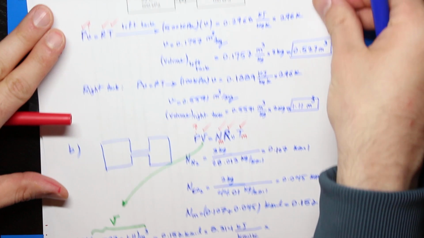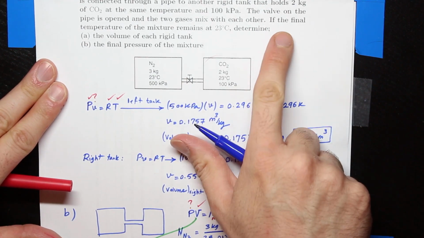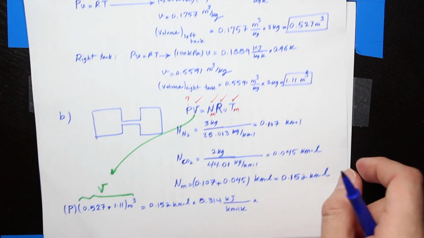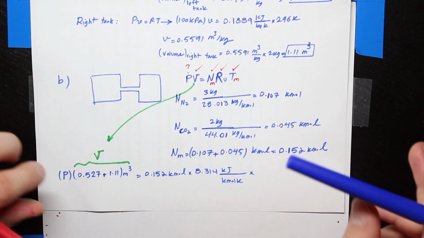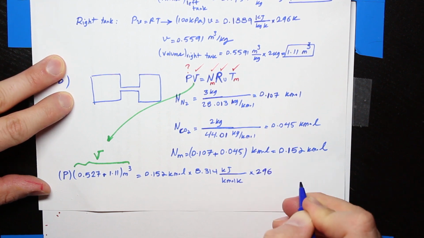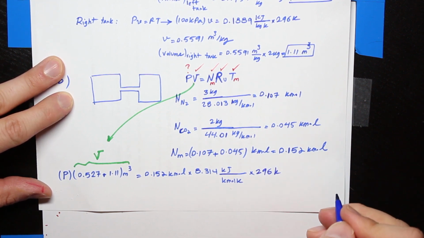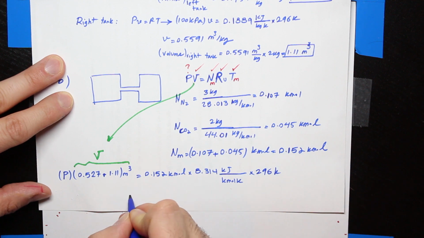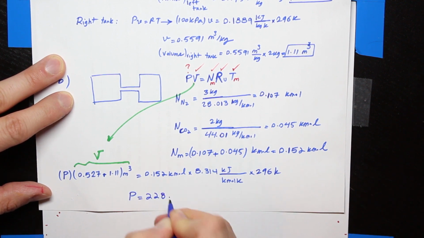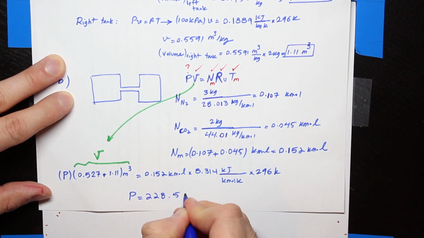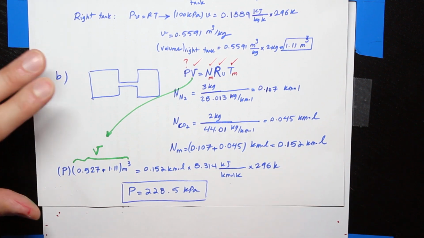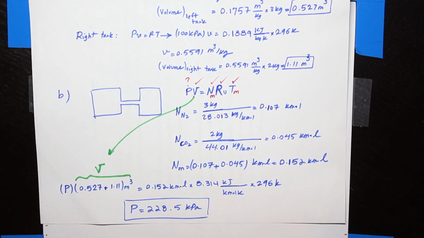That final temperature is given in the problem statement. All you need to do is convert it into Kelvin, which will be 296 Kelvin. So you do the math and you will end up with pressure equal to 228.5 kPa. This is the pressure after the two components mix with each other.